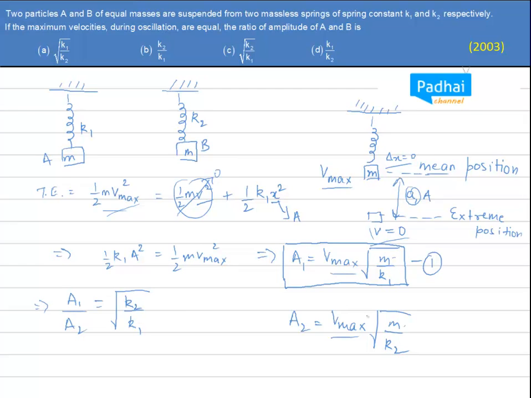Why will it give me k2 by k1? Because Vmax and mass m will cancel out. So I get this answer, which means option C is correct.